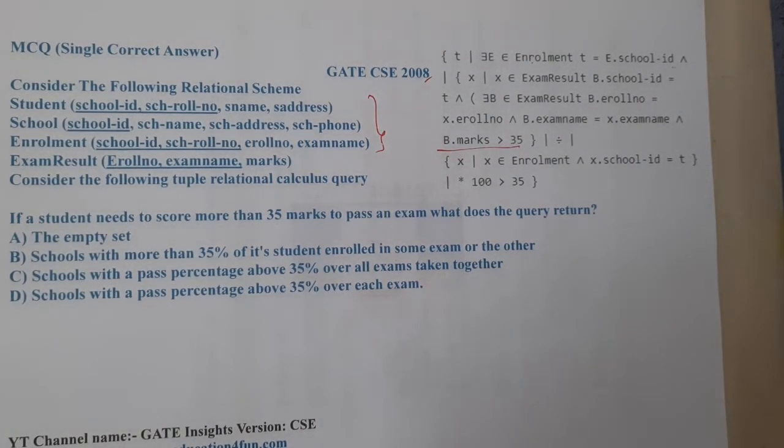Option A says the empty set. If a student needs to score more than 35% to pass an exam, what will the query return? Option A says the empty set. Option B says schools with more than 35% of their students enrolled in some exam or the other. Option C says students with a pass percentage of 35%, and option D says schools with a pass percentage of 35%.